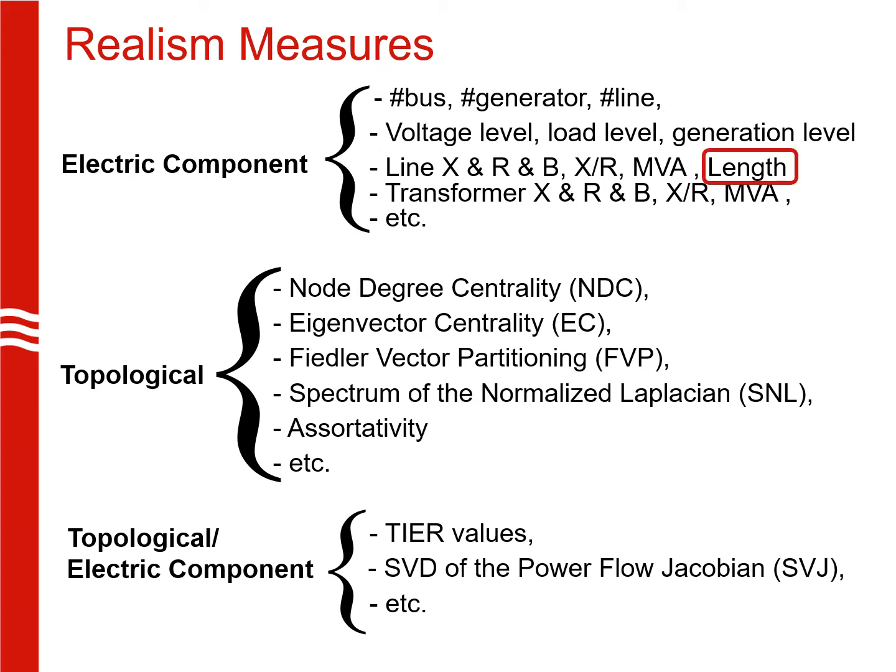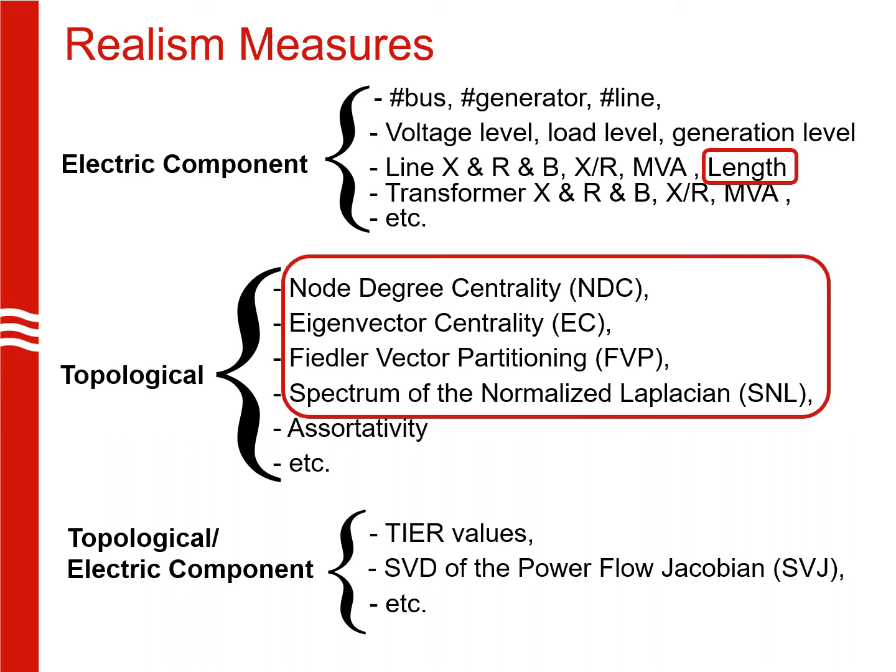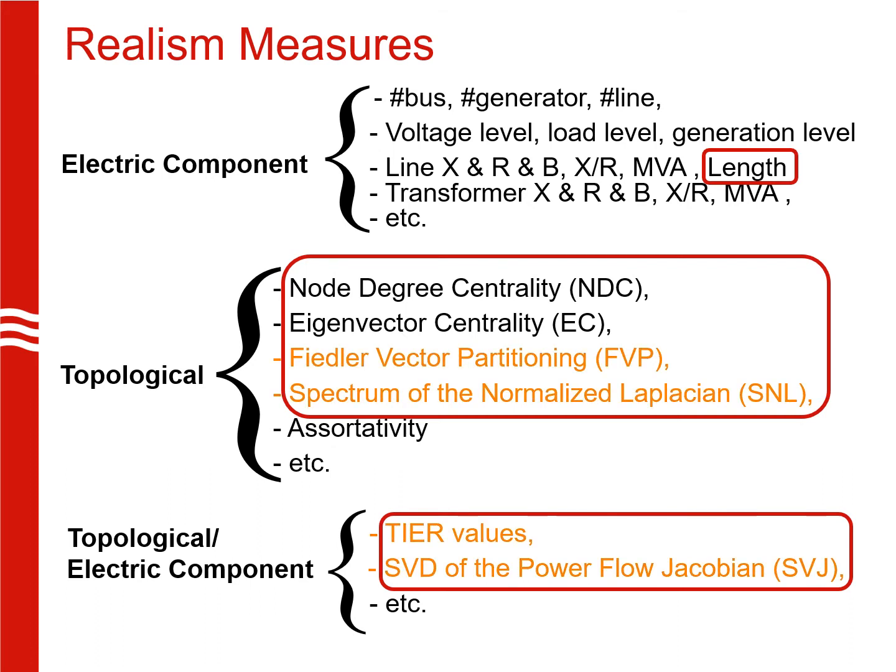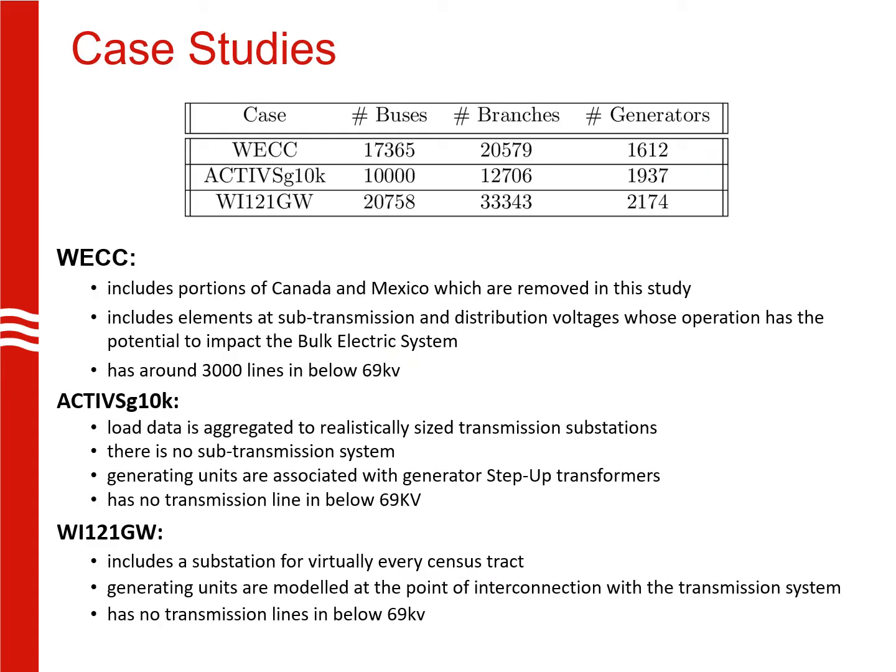In this study, from the first category, we chose the line length. From the second category, we chose the node degree centrality, eigencentrality, Fiedler Vector Partitioning, and the spectrum of the normalized Laplacian. And in the last category, we chose the tier values and the singular value decomposition of the power flow Jacobian. And among all of that, FVP, SNL, tier, and SVJ are the new realism measures of this study.